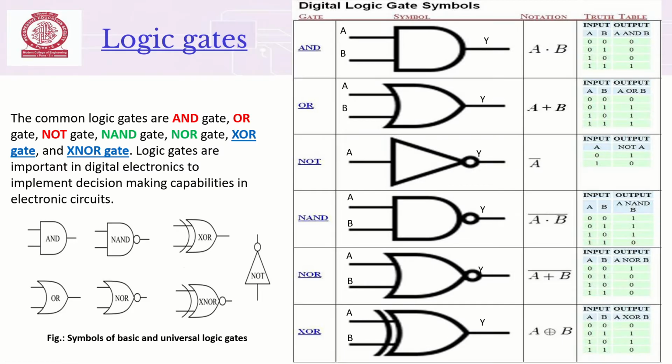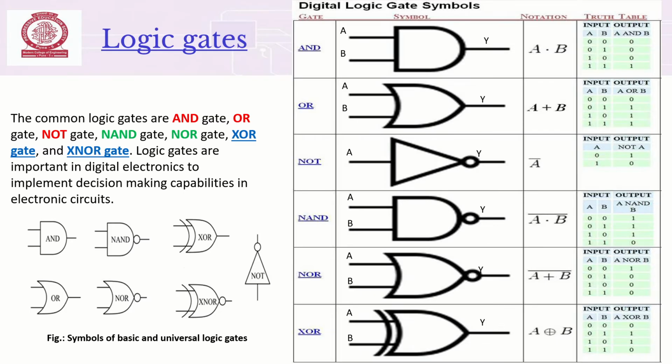So the XOR gate equation is A XOR B. How does this equation come about? The first equation is y equal to A bar B plus A B bar. By reducing it, it becomes A XOR B.